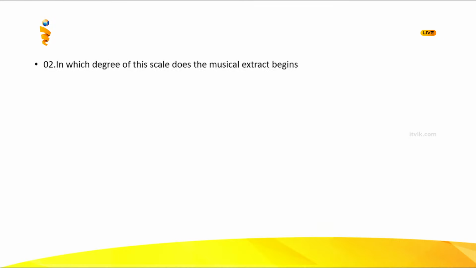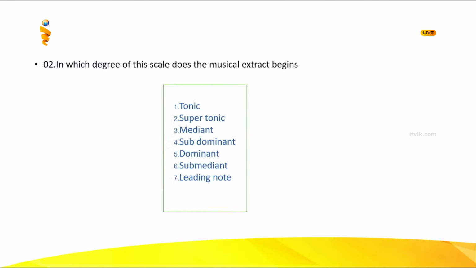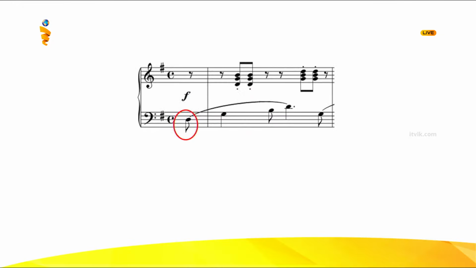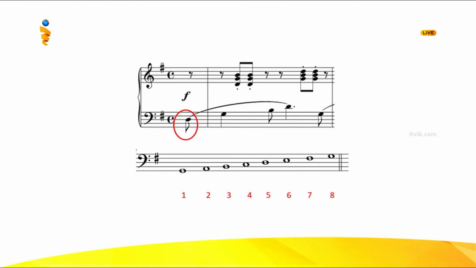The second one, in which degree of this scale does the musical extract begin? These are the degrees: tonic, supertonic, mediant, subdominant, dominant, submediant and leading note. Here the first note is in the bass clef and the first note is D. Here is the G major scale and you can see D is the fifth note. Fifth is the dominant. So the degree is dominant.